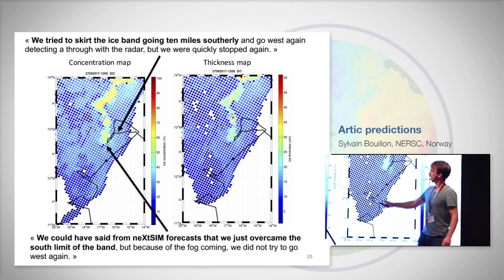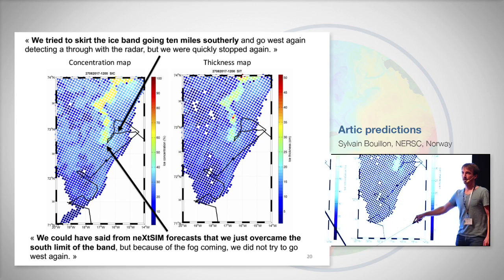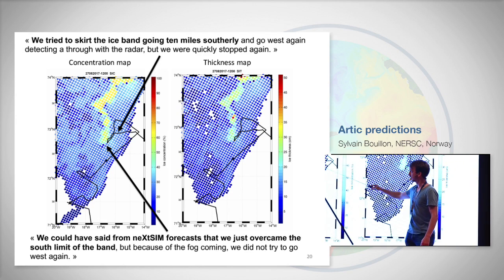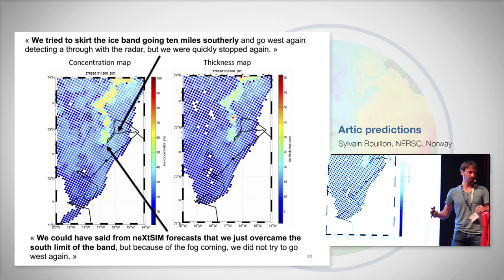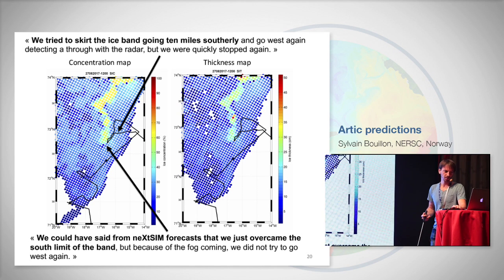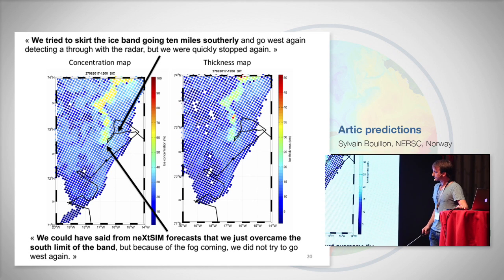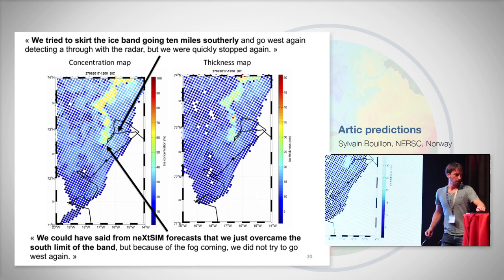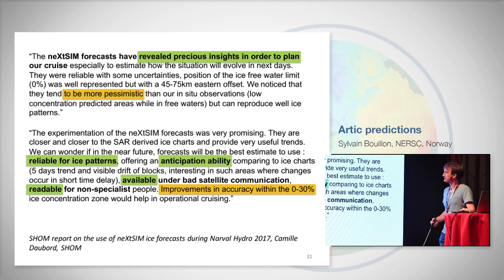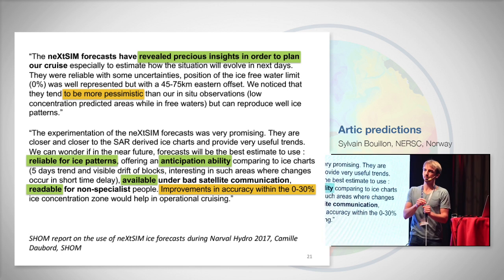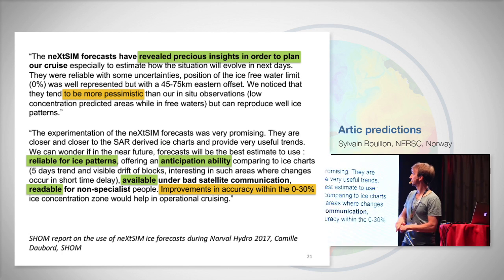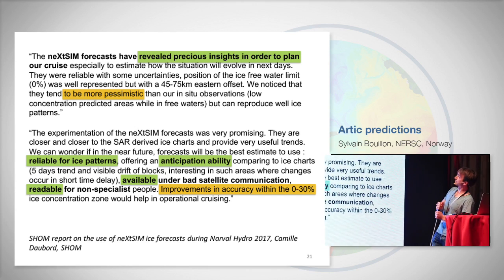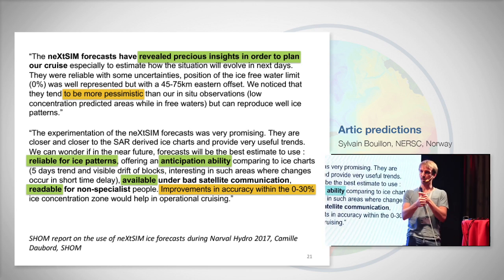But the problem is that there was fog coming and they had to move from the area. So they were not able to test if the forecast was very correct. They had to move, and they went much more south to do other types of measurement. They wrote a very nice report to us saying that the NERSC forecast have revealed precious insights in order to plan the mission.